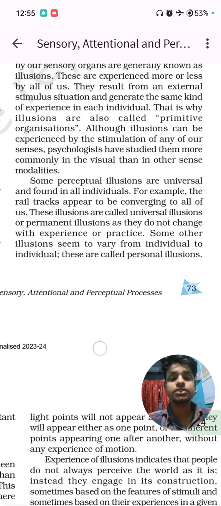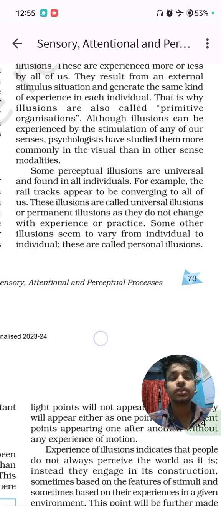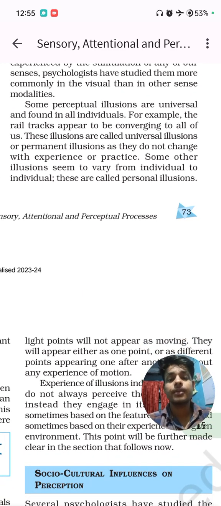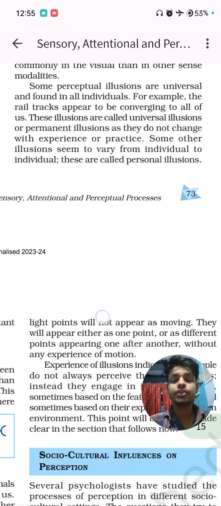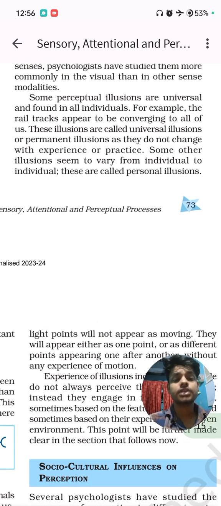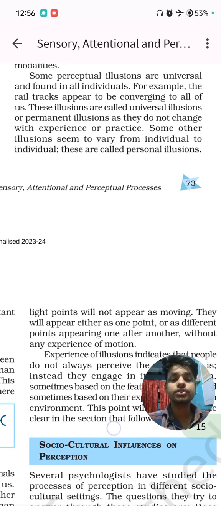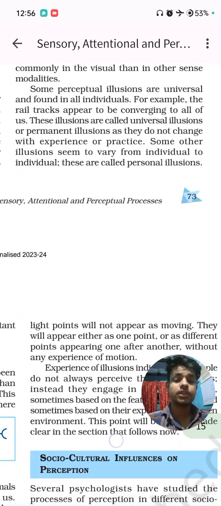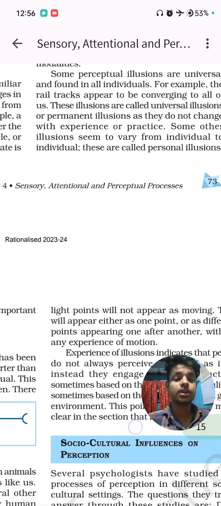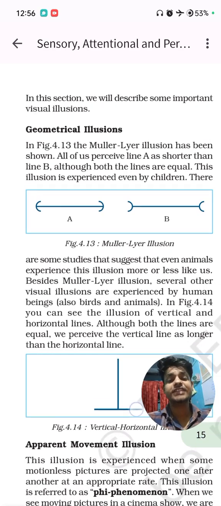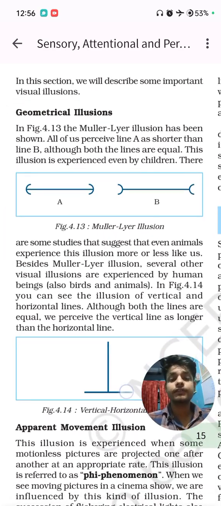Although illusions can be experienced by the stimulation of any sense, psychologists have studied them more commonly in the visual modality than in other sense modalities. Some perceptual illusions are universally found in all individuals. For example, the rail tracks appear to be converging to all of us. These are called universal illusions or permanent illusions, as they do not change with experience or practice. Some other illusions can vary from individual to individual. They are called personal illusions. In this section we will describe some important visual illusions.